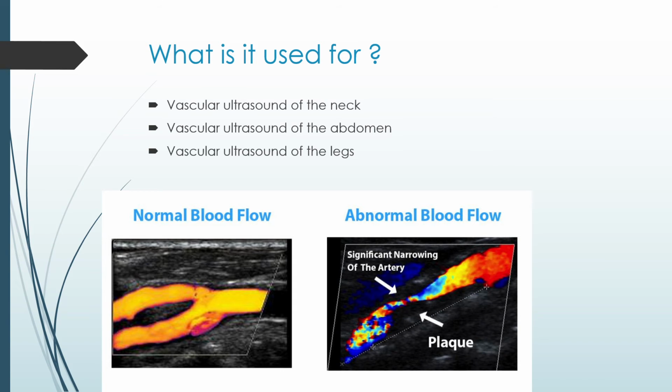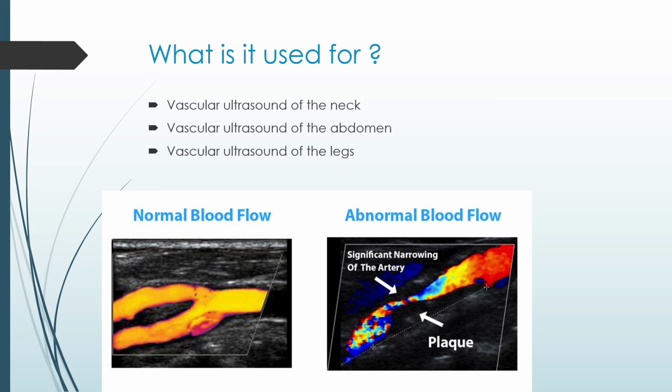And in the next part, we are looking at the uses of it. First one is vascular ultrasound of the neck. For example, the sonographer testing the carotid and vertebral arteries for blockage of blood flow to the brain.